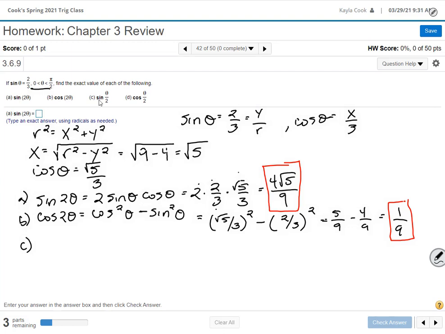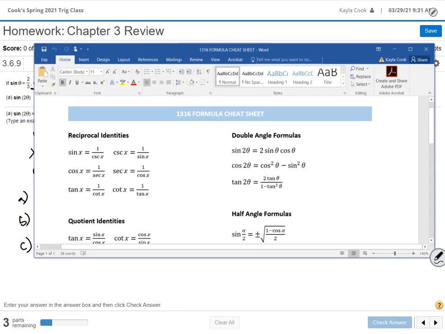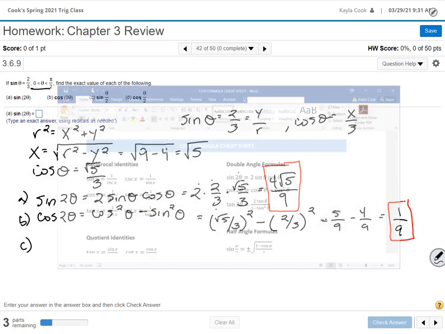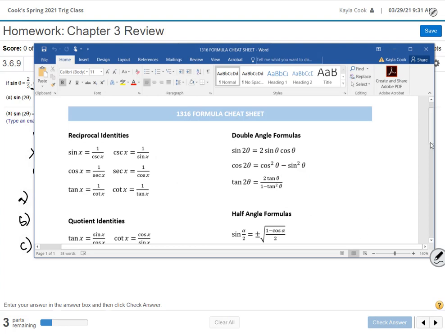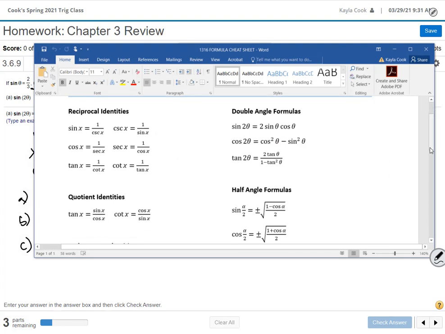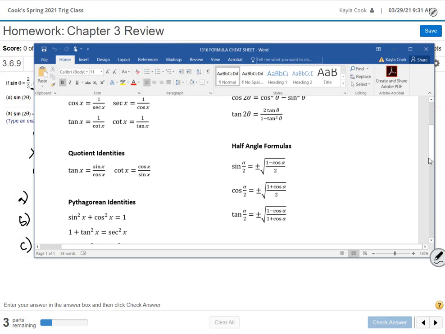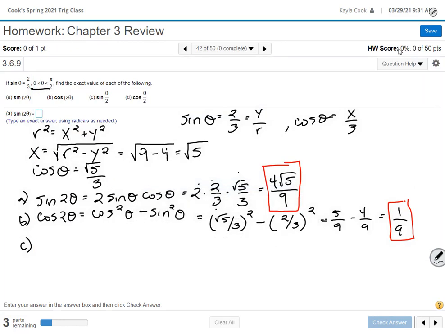So part C is now moving into the half angle identities. I believe sine was first, so sine of theta over 2. I have this formula here. So sine of alpha over 2, or theta over 2, equals plus and minus the square root of 1 minus cosine of alpha, divided by 2. So I need to know which one to pick.